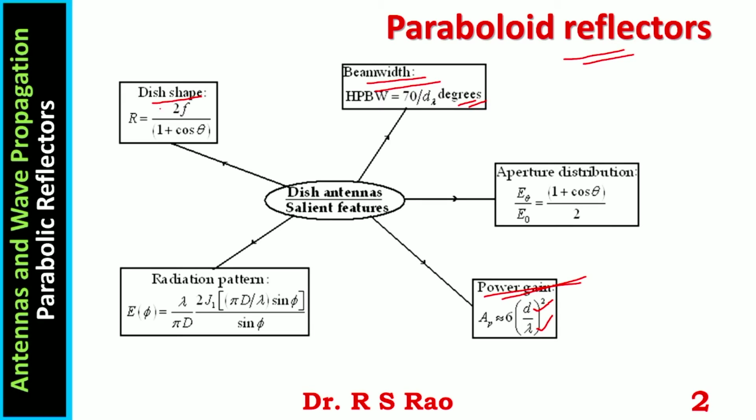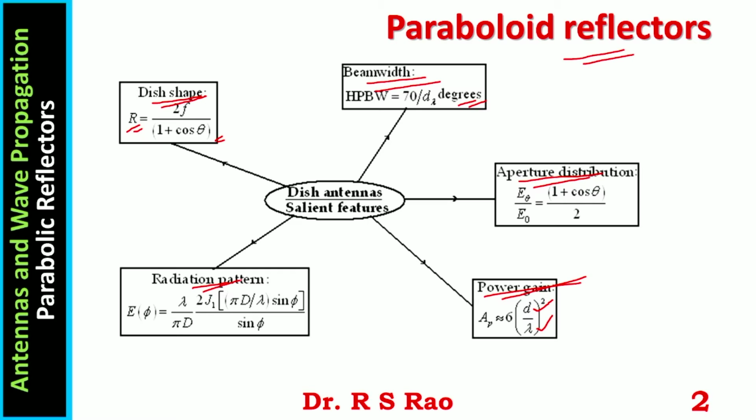The shape of the dish is given in the form of an expression. R is 2f by 1 plus cos theta. This is the mathematical expression for the property of the shape, the reflector shape. Aperture distribution, how field varies over the aperture: E theta by E naught is 1 plus cos theta over 2.